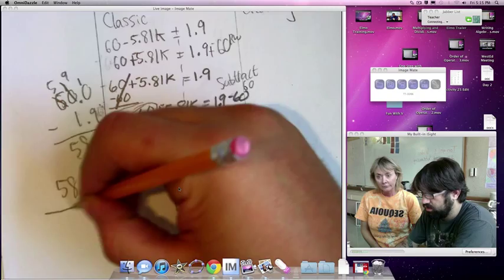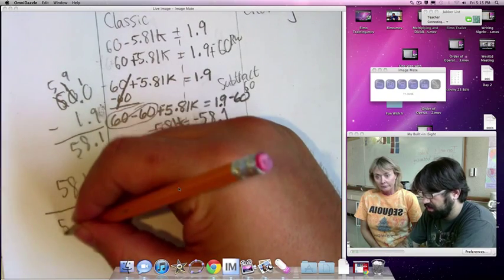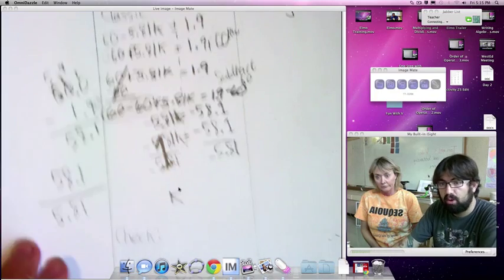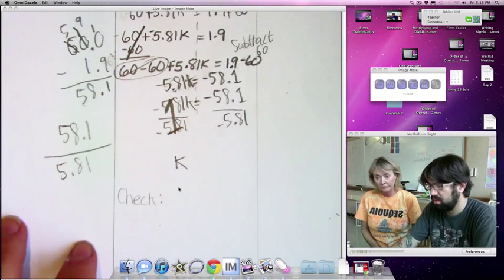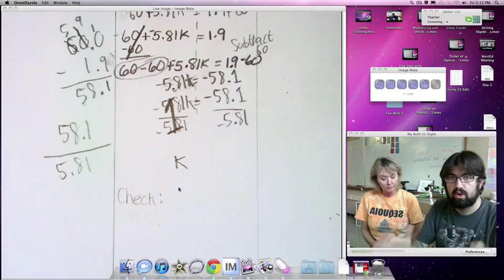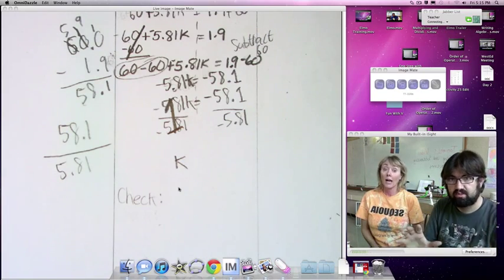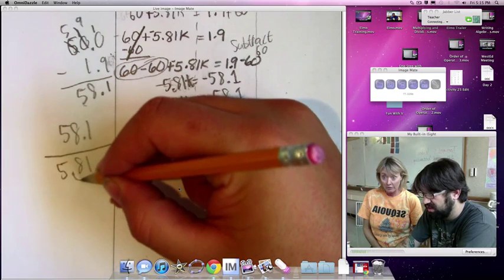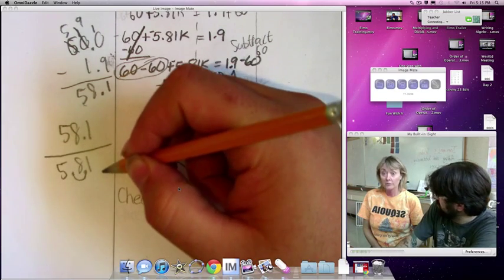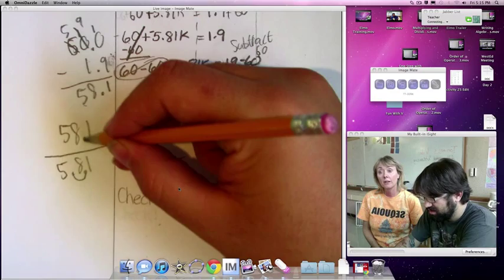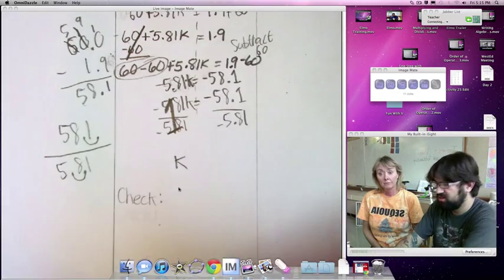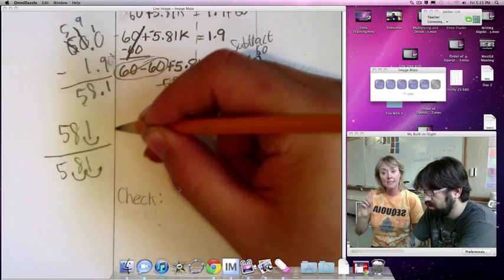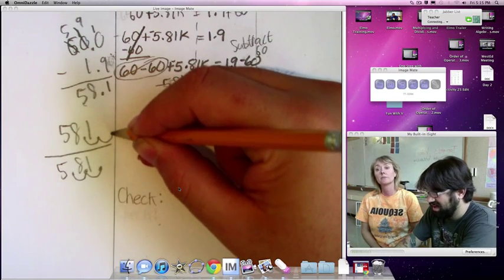If I have 58.1 and then 5.81, I want to make these both whole numbers, think about what we did in the unit on the video with the order of operations with decimals. If I move the decimal one time, whatever I do on the bottom, you do to the top. Well, the bottom's still not a whole number, so I'm going to do it one more time. And you add a 0 to the top. There you go.